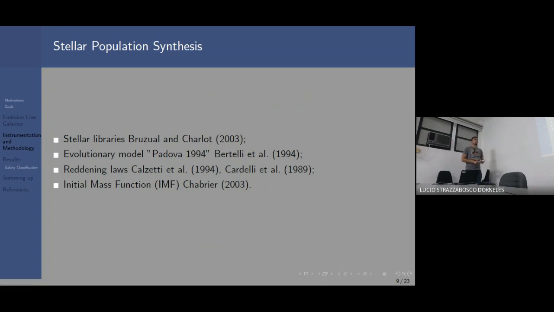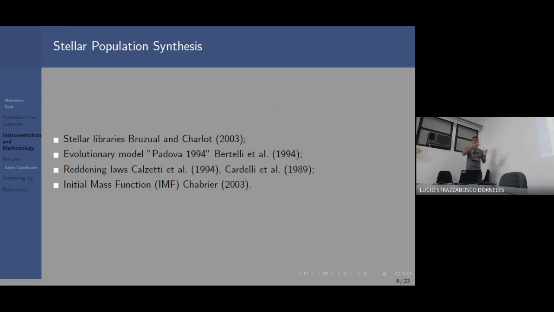Here are the parameters of the synthesis. We use the stellar libraries Bruzual and Charlot to compose the spectrum. We use the Padova 1994 evolutionary model, and the Reddening law of Cardelli. The initial mass function, I have to explain this.